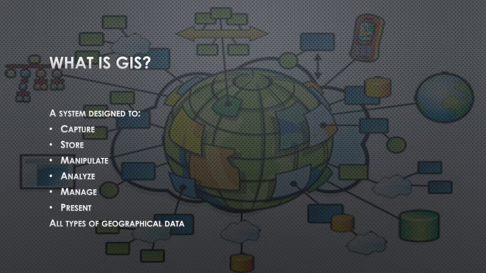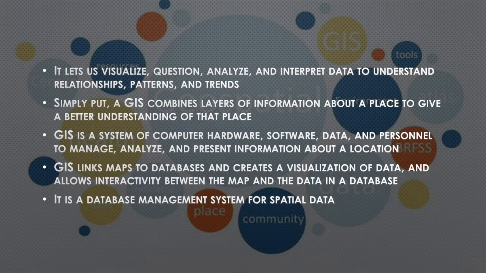What is Geographic Information System? It is a system designed to capture, store, manipulate, analyze, manage, and present all types of geographical data. It lets us visualize, question, analyze, and interpret data to understand relationships, patterns, and trends in the data. Simply put, a GIS combines layers of information about a place to give a better understanding of that place.